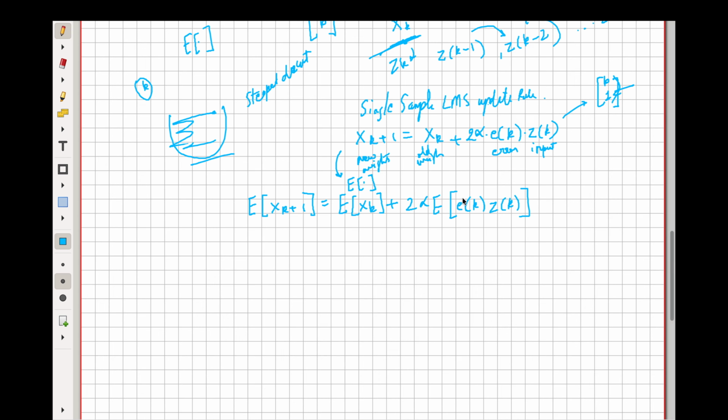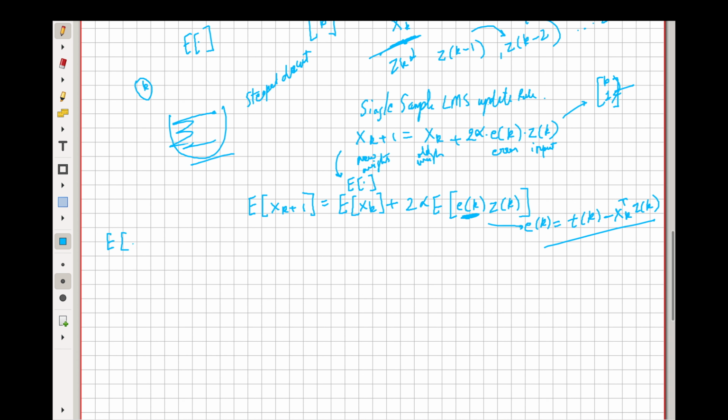We'll go ahead and expand this by substituting this term right here. We know that this e_k is equal to t_k minus x_k transpose z_k. We have seen this previously, so we will put that right in there. I'm going to start writing from here.